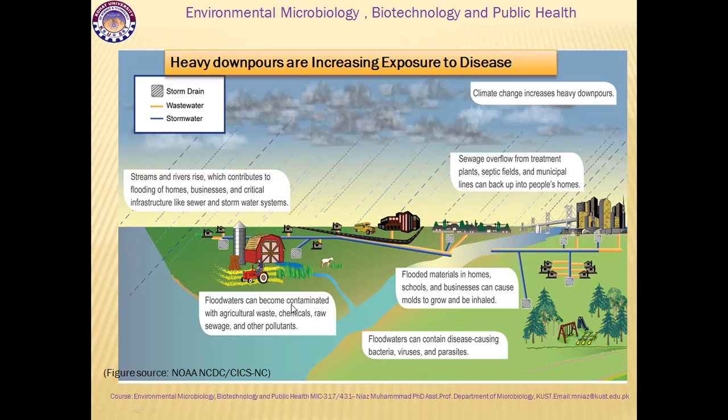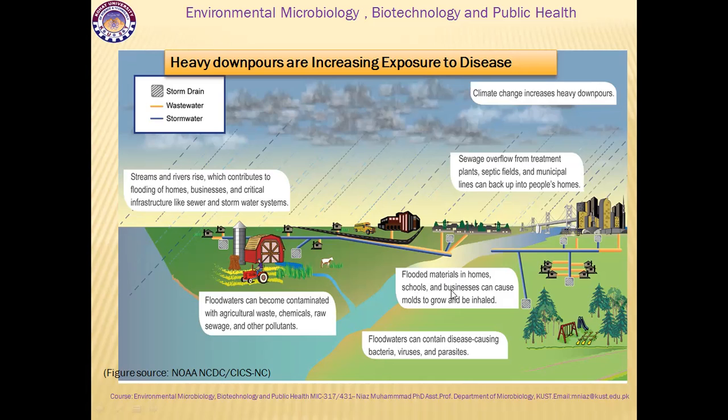Flood waters can become contaminated with agricultural waste, chemicals, raw sewage, and other pollutants. Climate change increases heavy downpours, and sewage overflow from treatment plants, septic systems, and municipal lines can back up into people's homes. So this type of problem also occurs due to heavy rain.